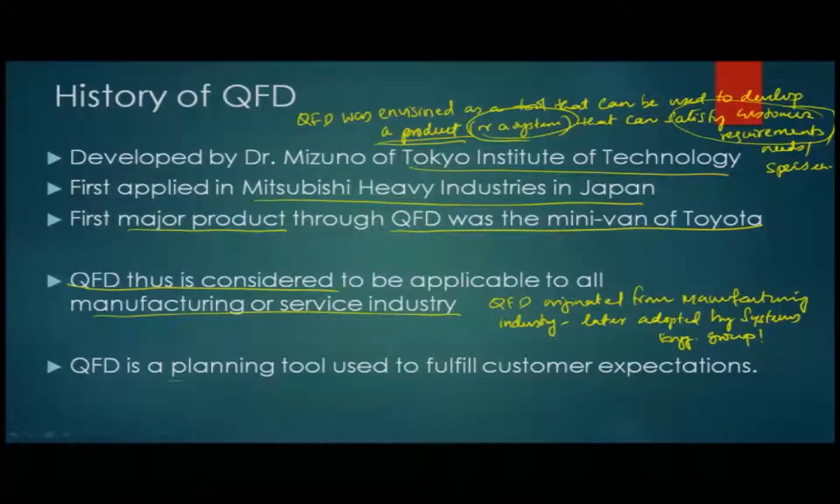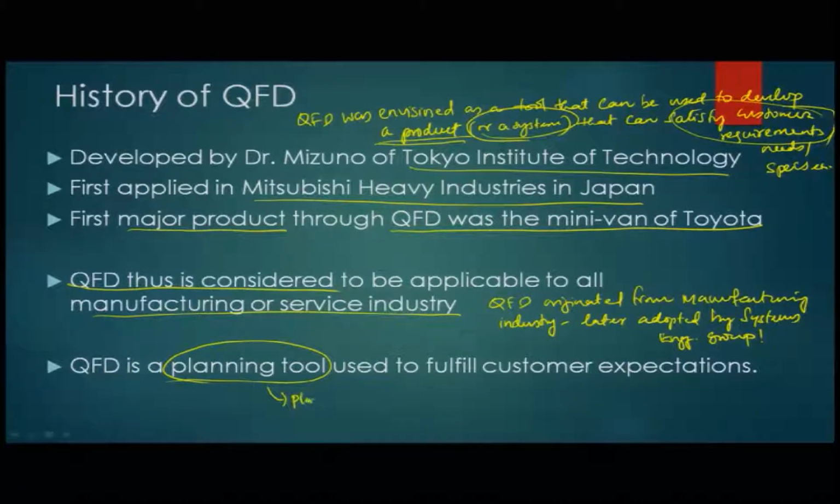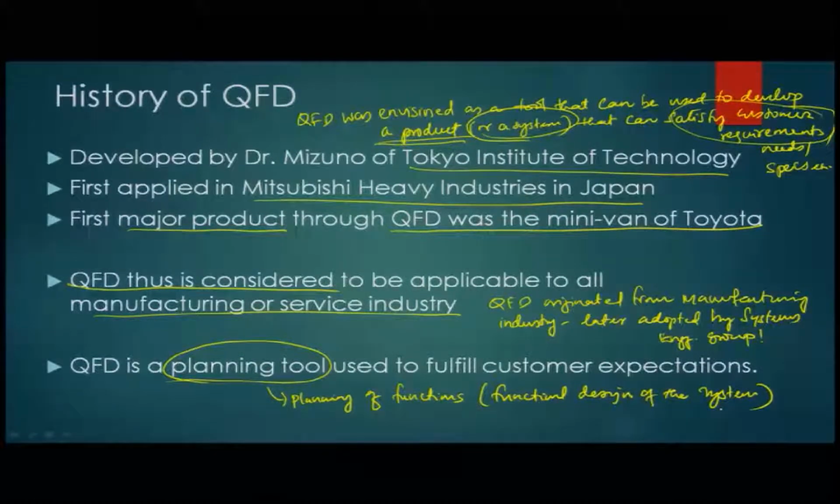So it's a planning tool. Again, it's a planning tool for planning of functions, or functional design of the product, functional design of the system. When you are planning the functional design of the system, when you are planning the system functions, this is a really good tool that you can use to fulfill the expectations of the customer. We will see what the tools are and other details in the following slides.